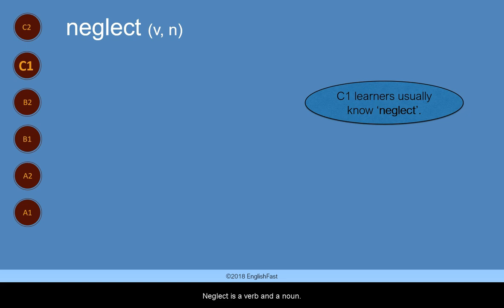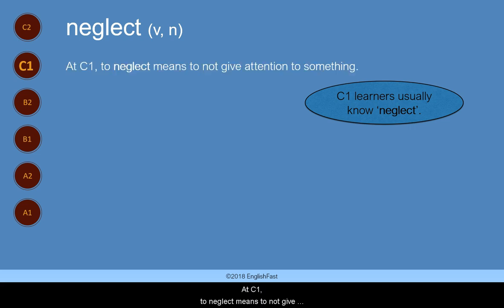Neglect. Neglect is a verb and a noun. C1 learners usually know neglect. At C1, to neglect means to not give attention to something. Here are some examples.